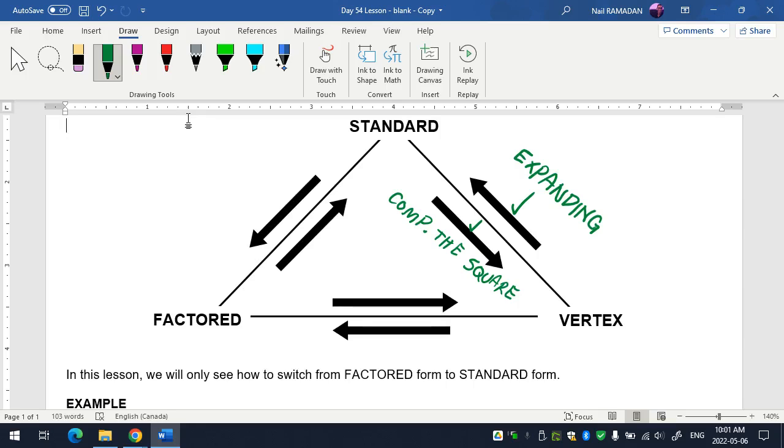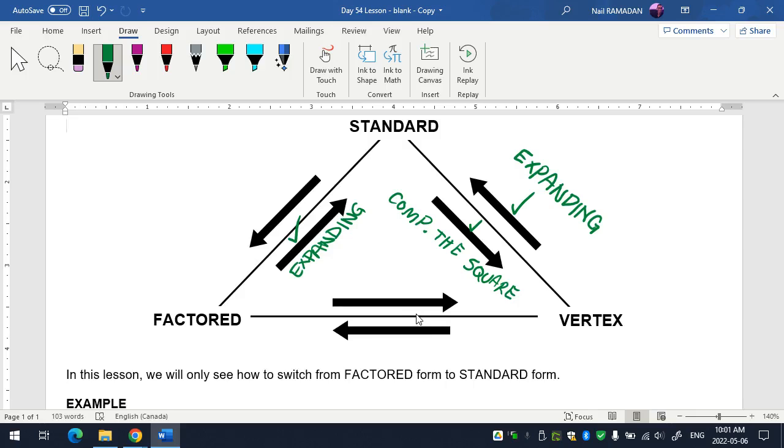Can you go from factored to standard? Yes, you can. Also through expanding. So go ahead, put a check mark right here, and write expanding. Okay, how about the other way? Can you go from standard to factored? Yes, you can. And the technique name is very simple, factoring.